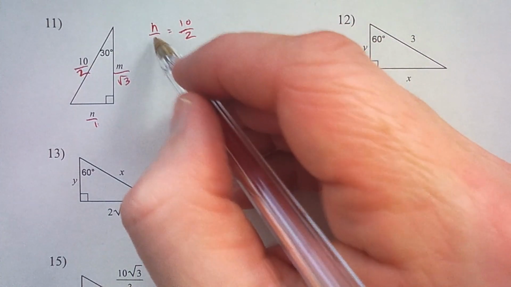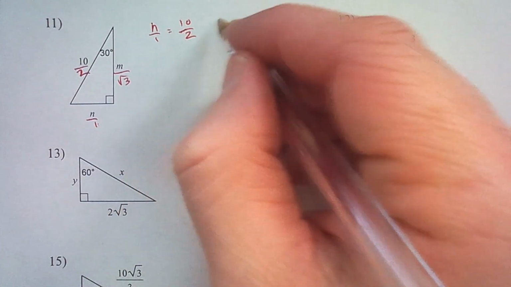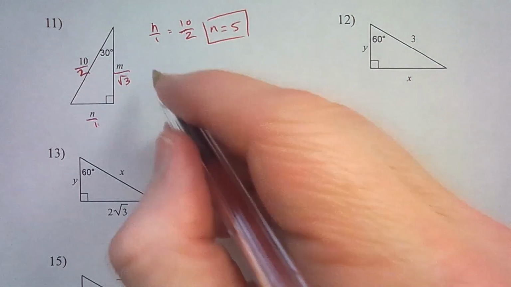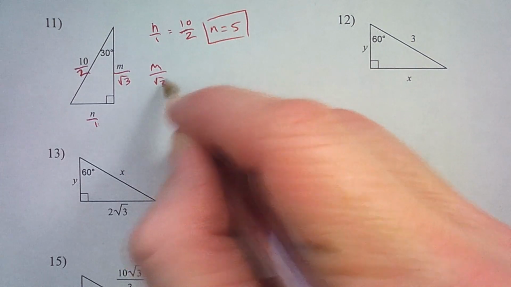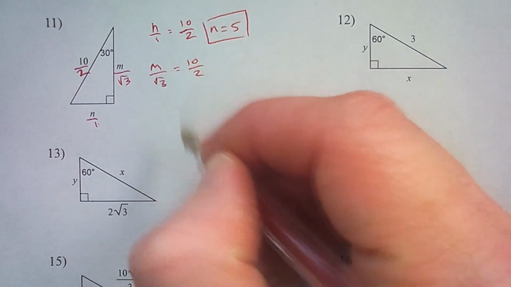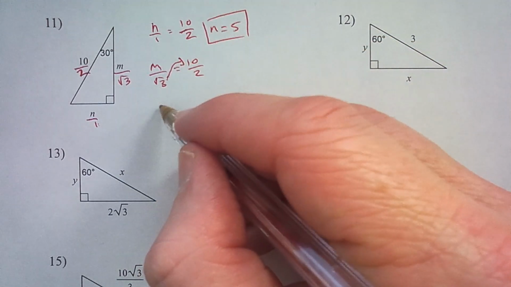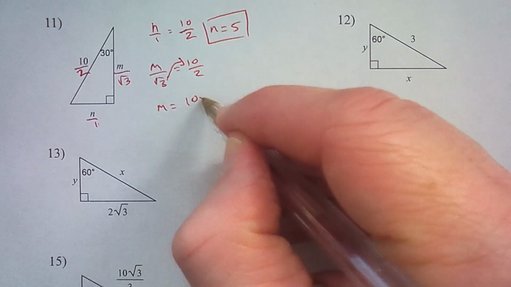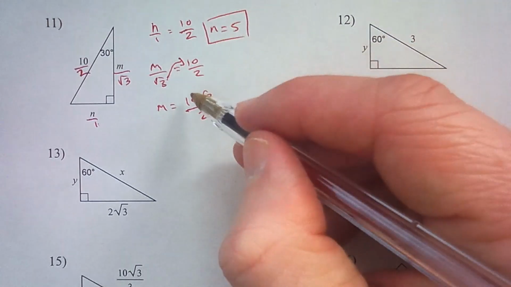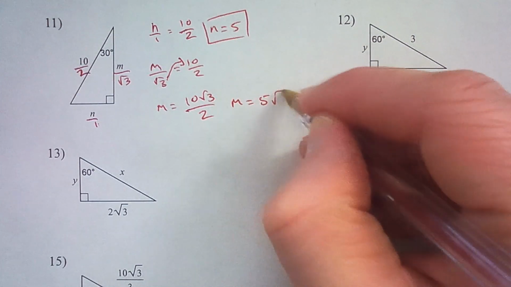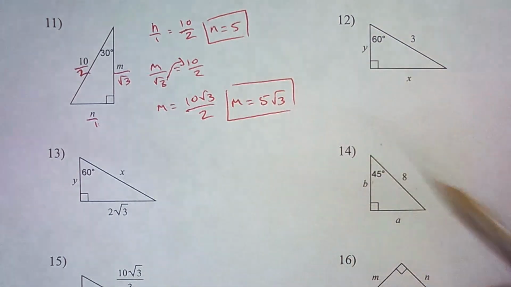Okay, n over 1 is just n. 10 over 2 is 5, so n is 5. And then I have m is to root 3 as 10 is to 2. And I can multiply this root 3 across, and I get m equals 10 root 3 over 2. And 10 over 2 simplifies to 5, so I have 5 root 3.